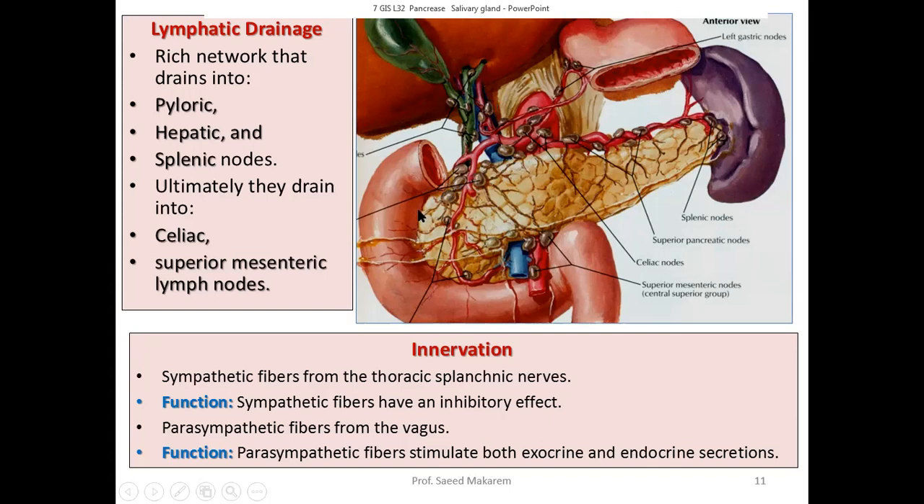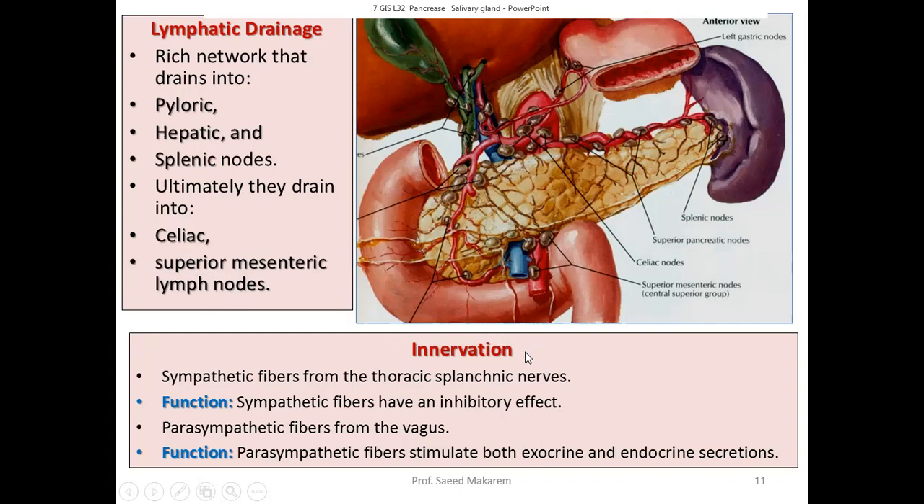So it will drain into all these, and ultimately they will all be draining into the celiac group. The celiac group of lymph nodes are here around the celiac artery. Okay, as well as even the superior mesenteric lymph nodes. If you see here, this is the superior mesenteric artery, and these are the group of lymph nodes. These are called the superior mesenteric group of lymph nodes. Okay. So this is about the lymphatic system.